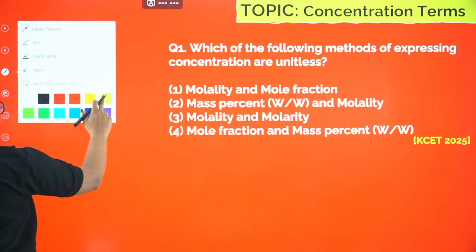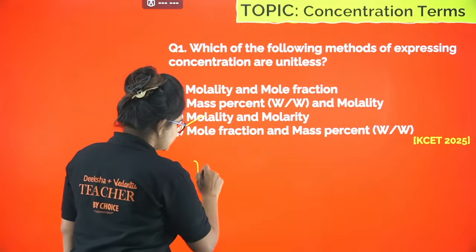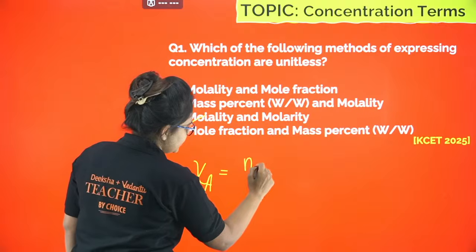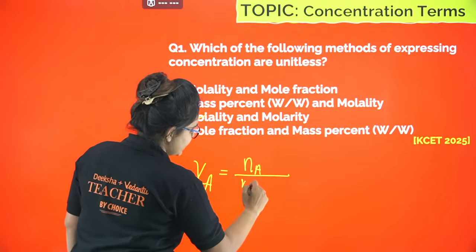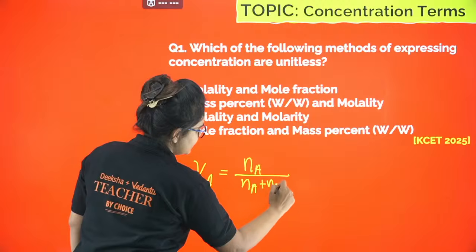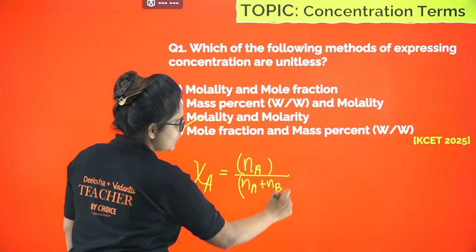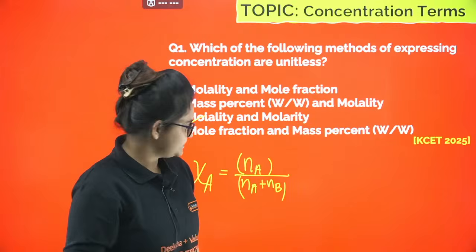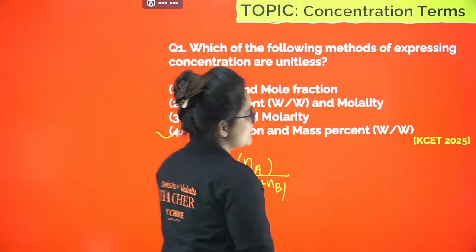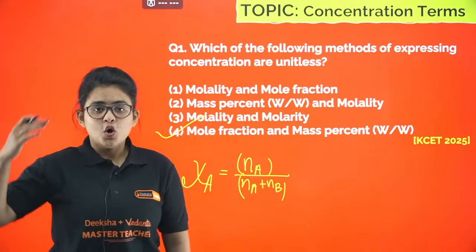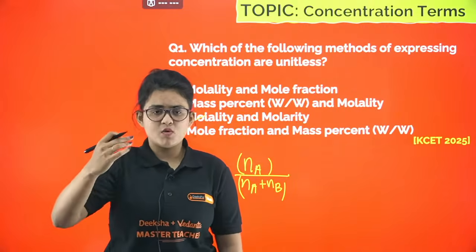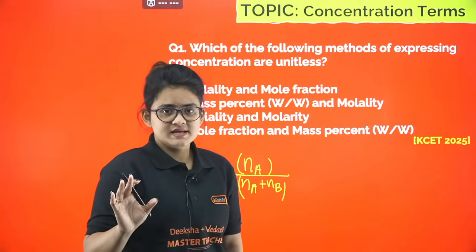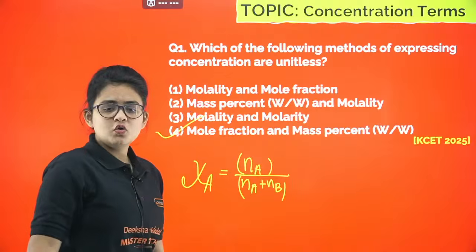Why? Because if you look at mole fraction, let's say I have a compound A, the mole fraction of A can be written as number of moles of A divided by total number of moles, right? Above is the unit of mole, below also is the unit of mole, they get cancelled out and you get no unit at all. And mass percentage is weight by weight, meaning gram by gram or kg by kg, so the unit gets cancelled out. I guess you understand they have no unit at all.